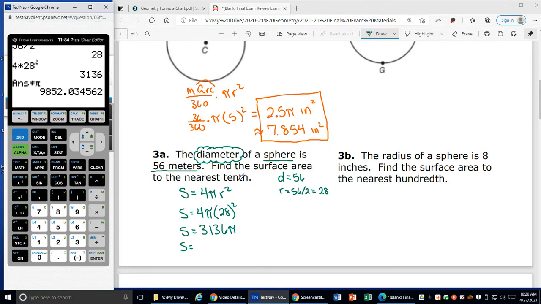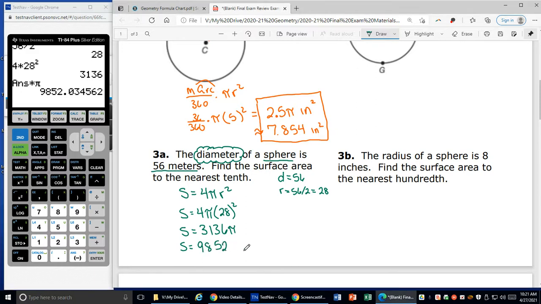And it says to the nearest tenth, so that's one place after the decimal, which is kind of interesting, right? Because the digit after that is a 3, so I'm going to have a 0 at one place after the decimal. So 9,852 point, it's just a 0 on the end there. Okay, and my units here are square meters because it's area.